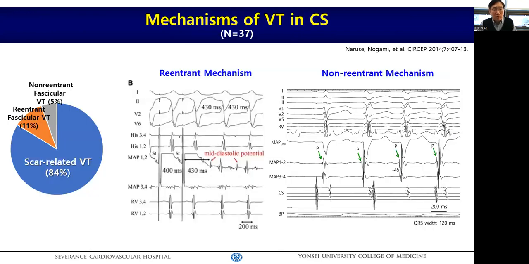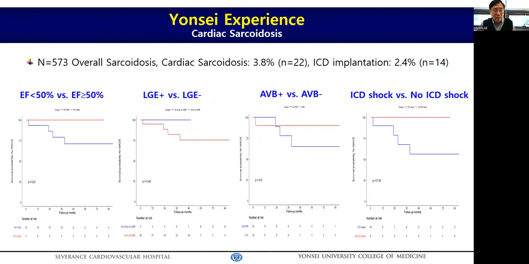Nogami group proved the majority of VT mechanism of cardiac sarcoidosis are scar-related macro reentry, but 11% shows the vascular reentry, and non-reentrant mechanism also exists in about 5% of VT patients with cardiac sarcoidosis.